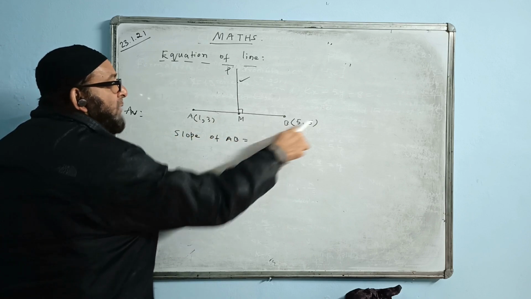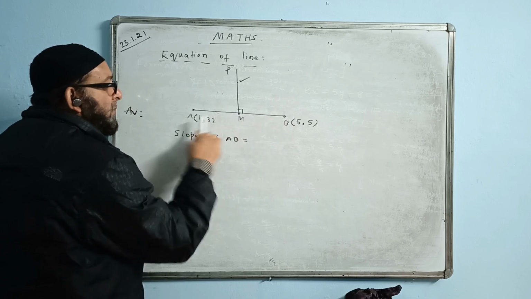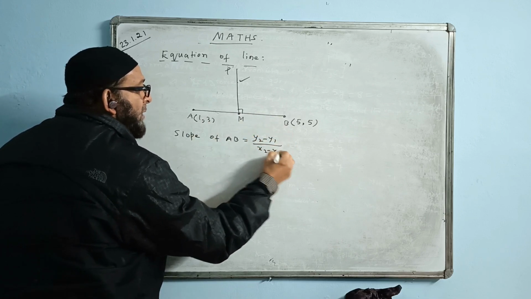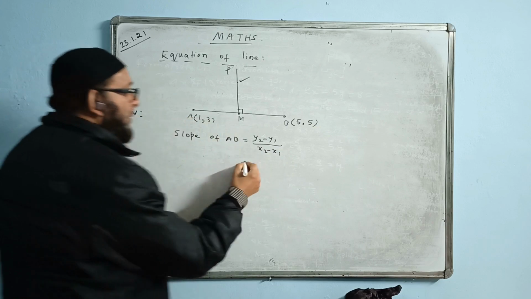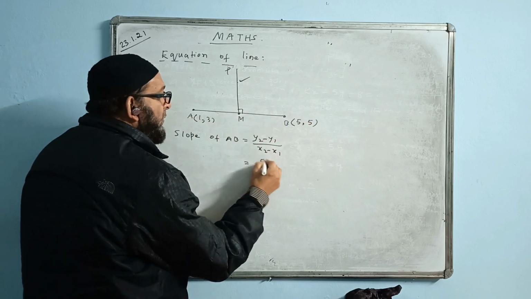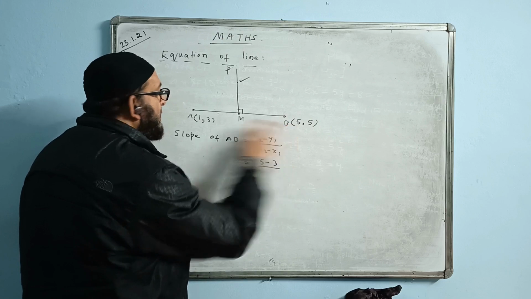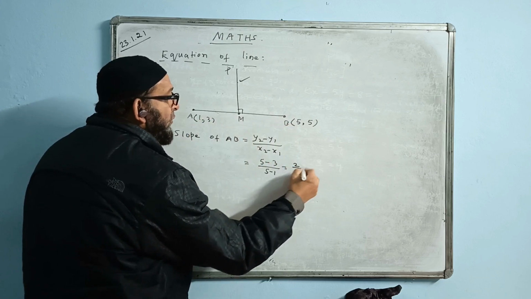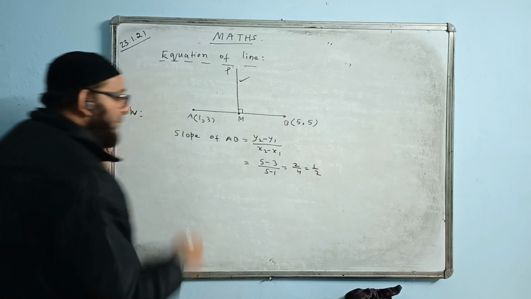Slope of AB, the formula is y2 minus y1 by x2 minus x1. The formula goes on like this, so just find it. When the 2 points are known, y2 value is 5, y1 is 3. This minus this will be 5 minus 1. 5 minus 3 is 2 by 4. The answer comes 1 by 2.